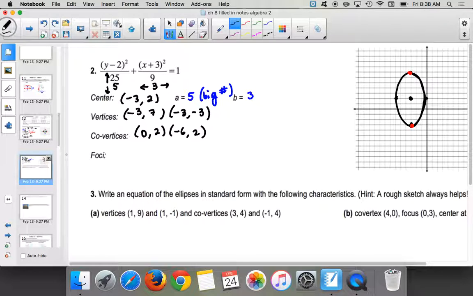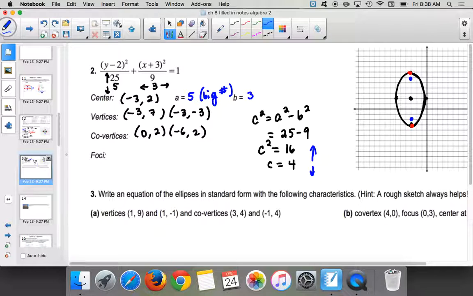And then the last thing is finding the foci. So the foci, we're going to do our c² is equal to a² minus b². So we just take our two denominators and we subtract them. So again, I gave you a nice one. I try to give you nice ones. So we get 4. Sometimes. So I'm going to go up and down 4 off the center. So up 1, 2, 3, 4. Down 1, 2, 3, 4. So it's like that. So that's going to be the point -3, so off the center, if I go up 4, I'm going to have 6. And if I go down 4, I'm going to be at -2.